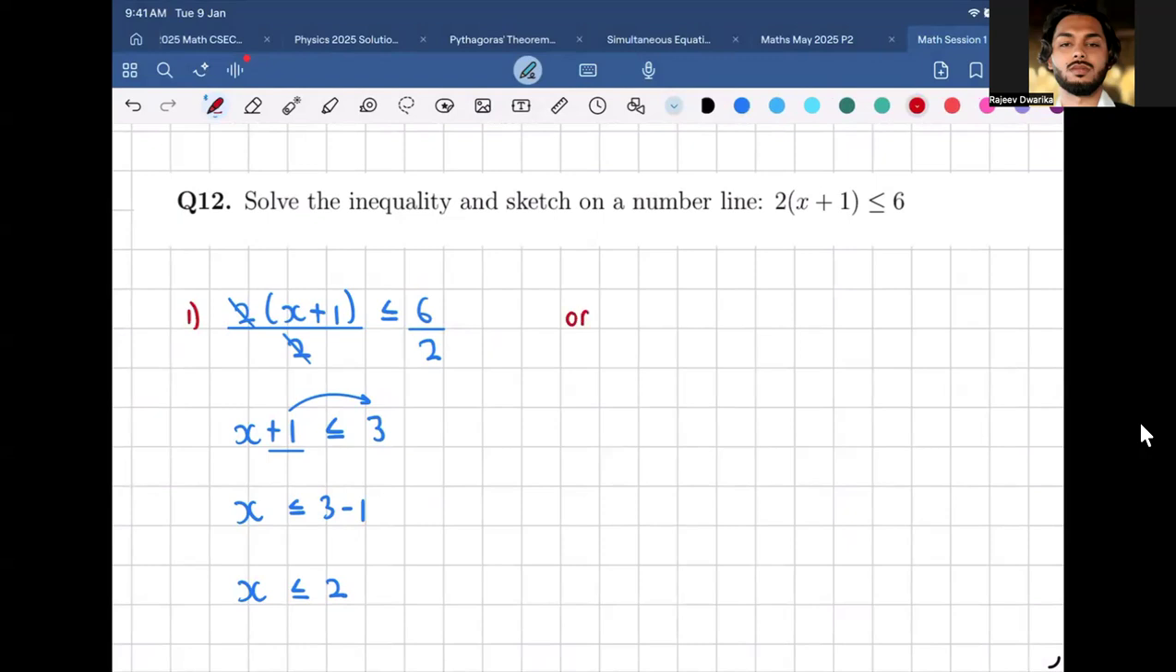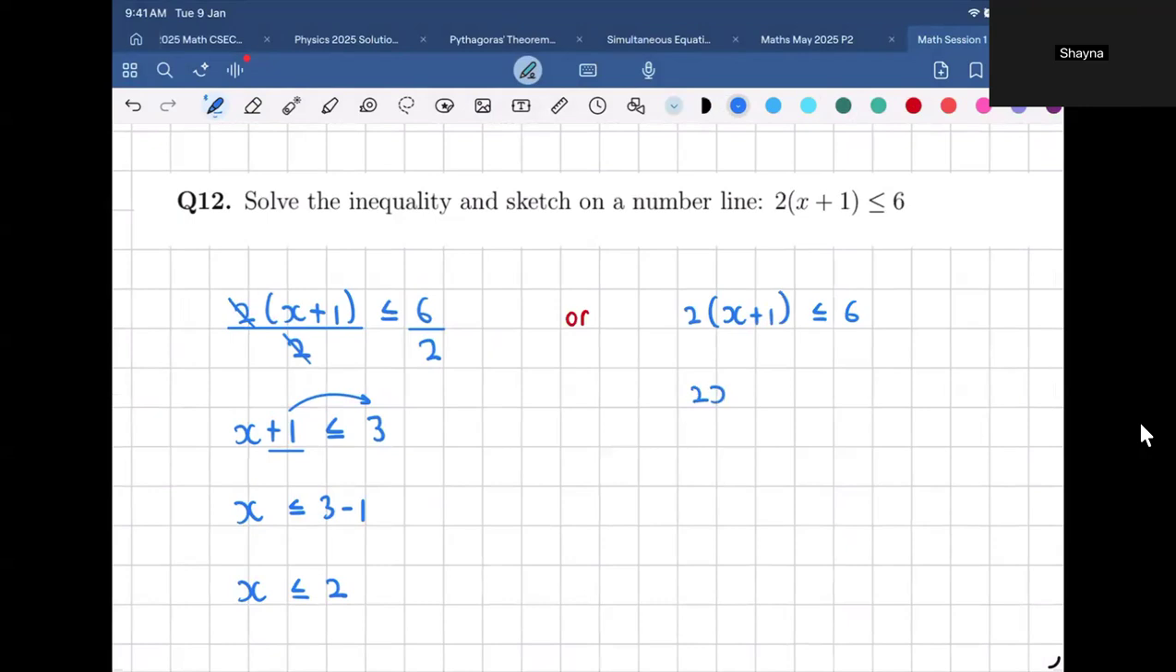Shina, did you work it like this or did you expand brackets instead? Expanded. So let's expand the brackets quickly, right? I want to cater for the different types of students. So you could also expand the brackets. I personally will divide. So Shina, if you expand the brackets, what would you get? 2x plus 2. What next? You move the 2 to the other side of the less than or equal to sign, which will give you 4. So 2x is less than or equal to 4.